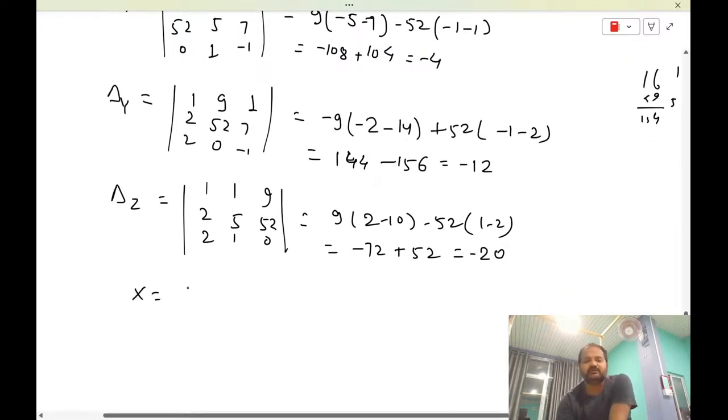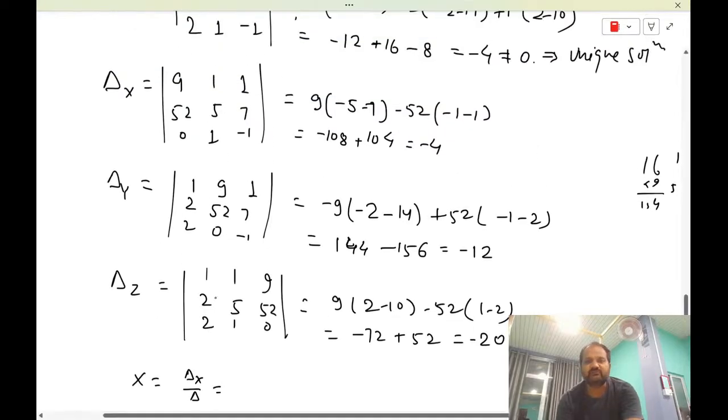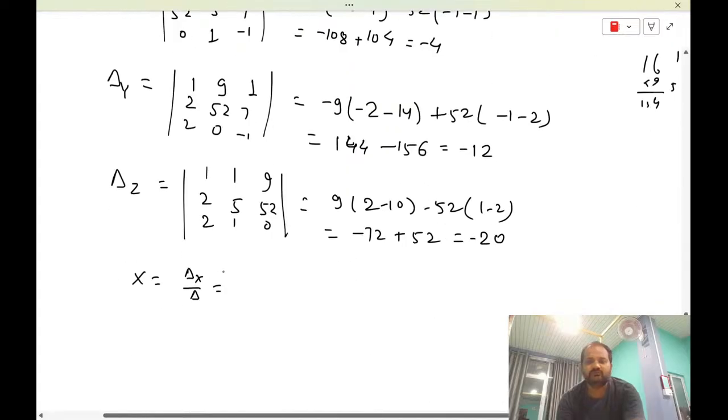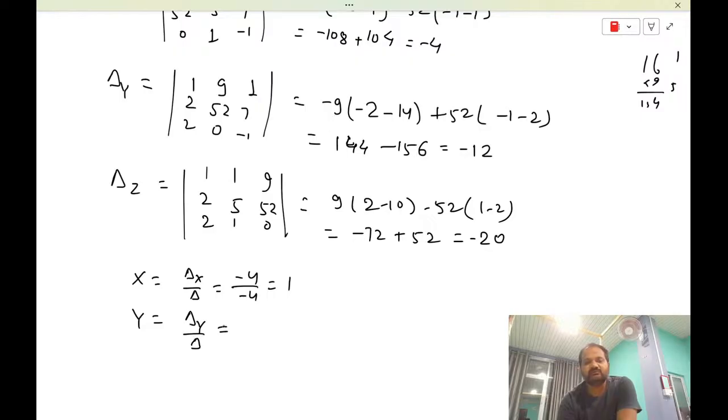From here we will find the x value. We know that x is delta x upon delta. We have calculated delta x is equal to minus 4 and delta is equal to minus 4. So minus 4 upon minus 4, the x value will be 1. The y value will be delta y upon delta. Delta y we have calculated minus 12 upon delta, which is minus 4, so its value will be 3, and z will be calculated by delta z upon delta. Delta z we have calculated minus 20 upon delta minus 4, it will be minus 5.